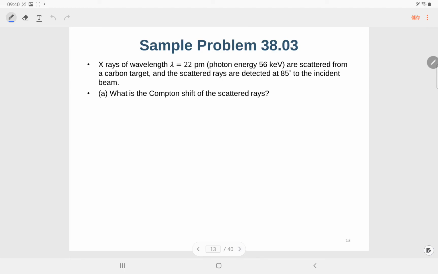So here's an example problem. X-ray of wavelength lambda equals 22 picometer, photon energy 56 keV, are scattered from a carbon target. The scattered rays are detected at 85 degrees to the incident beam. What is the wavelength shift of the scattered wave? So actually we only need to use that equation.